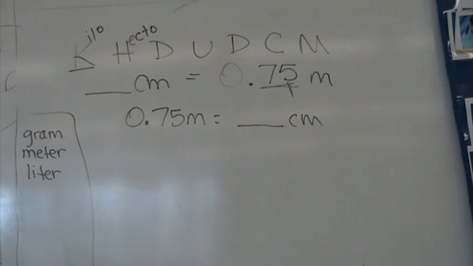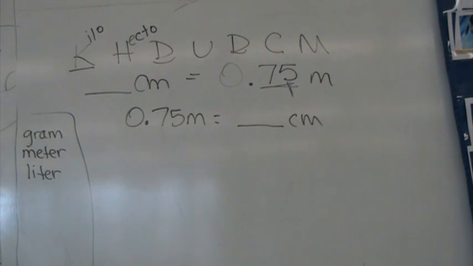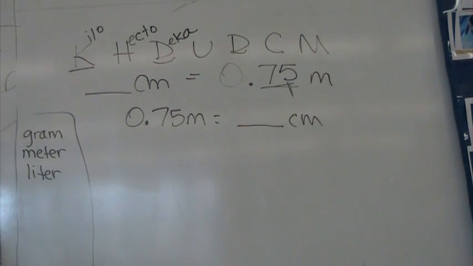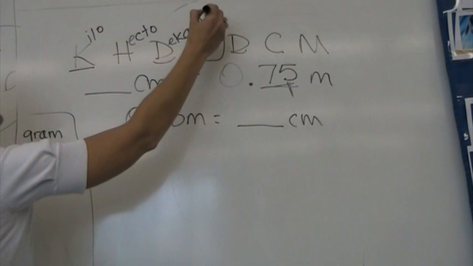What about the first D? Notice there's two D's here. What does the first D stand for? Deca. D-E-K-A. Deca. And the U. What does the U stand for? Unit. Now, this is not a prefix.